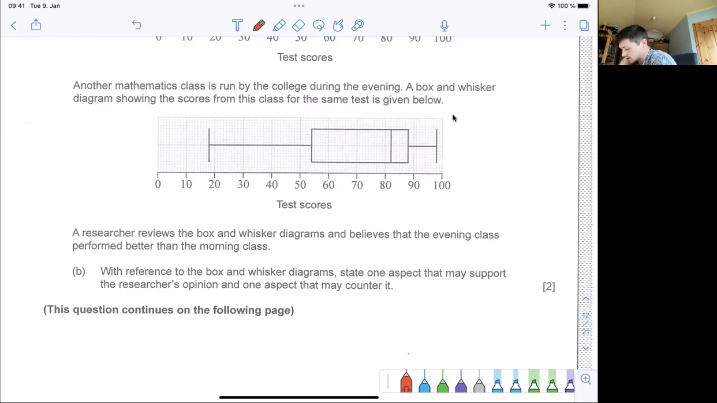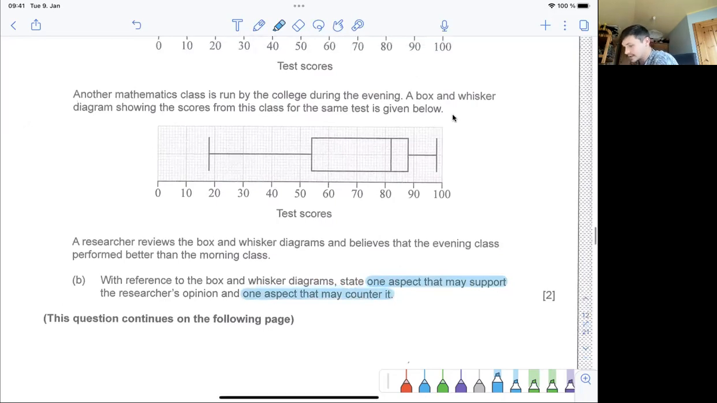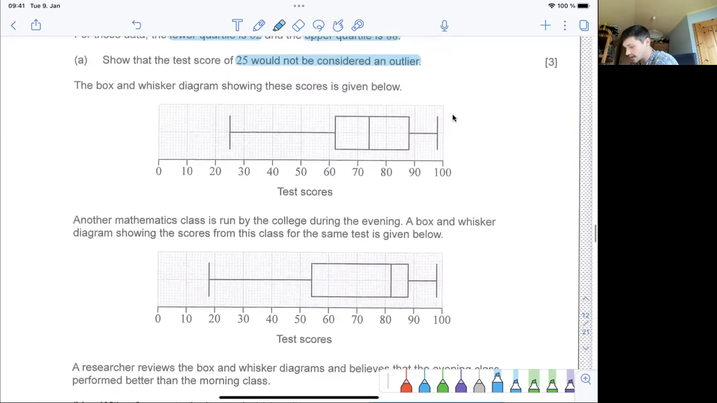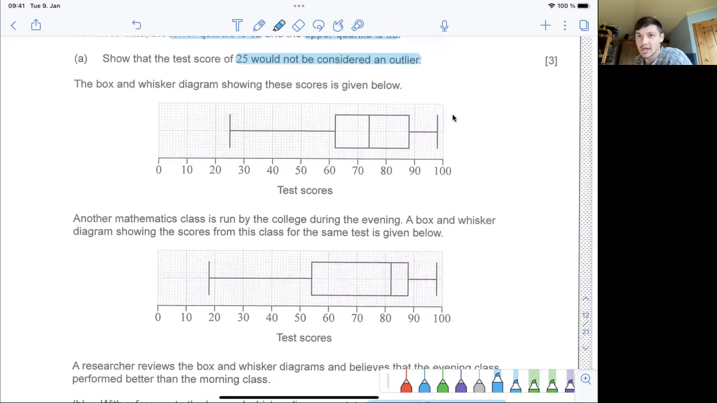With reference to the box and whisker diagrams, state one aspect that may support the researcher's opinion and one aspect that may counter it. Okay, so we've got to have one aspect that may support the claim, and one aspect that will counter it. So let's go up to the box and whisker diagrams and have a look visually. We'll start with finding something that supports his claim.